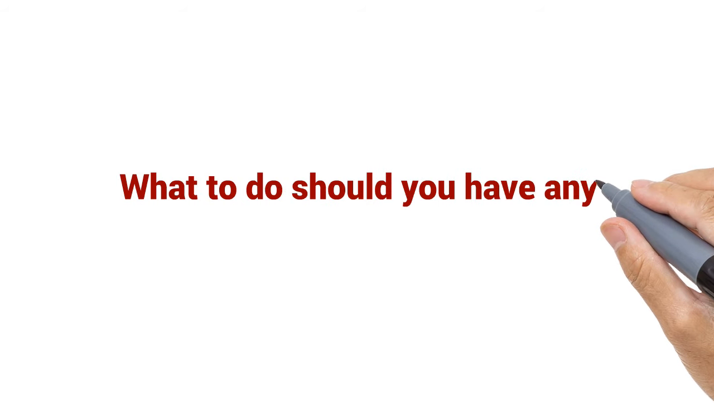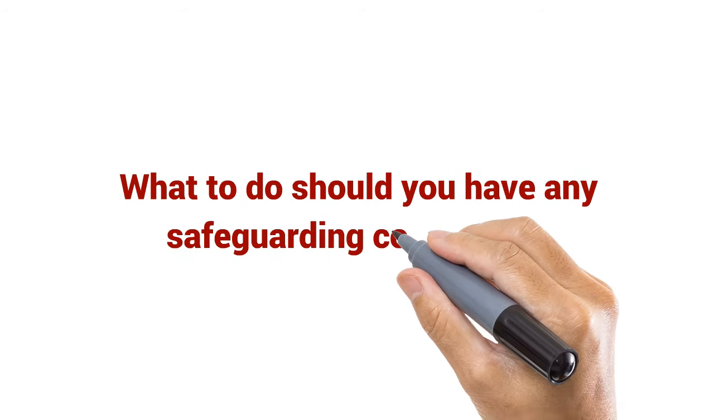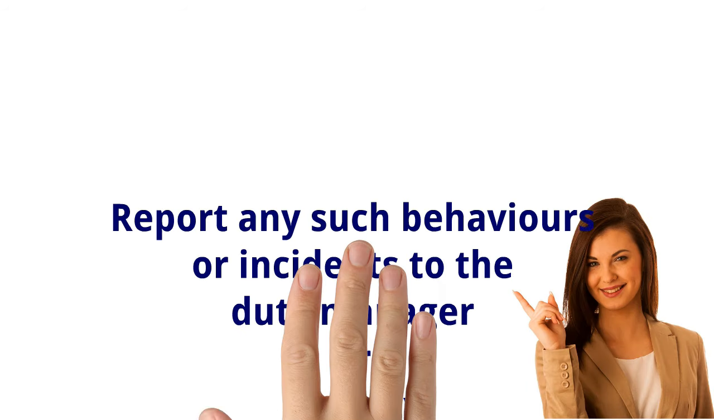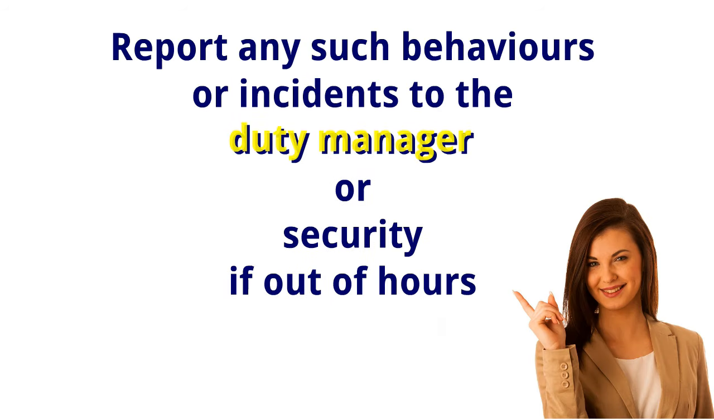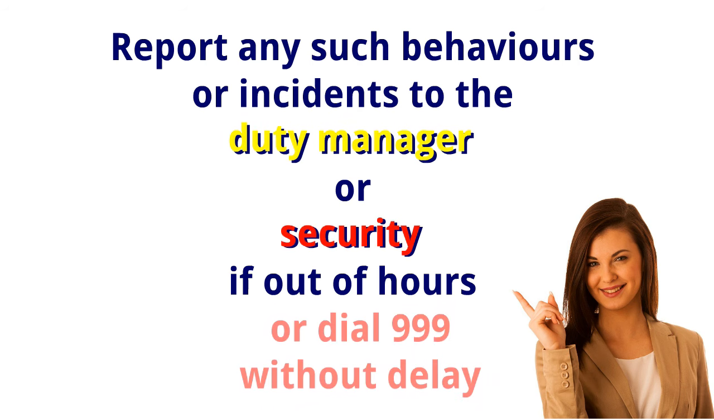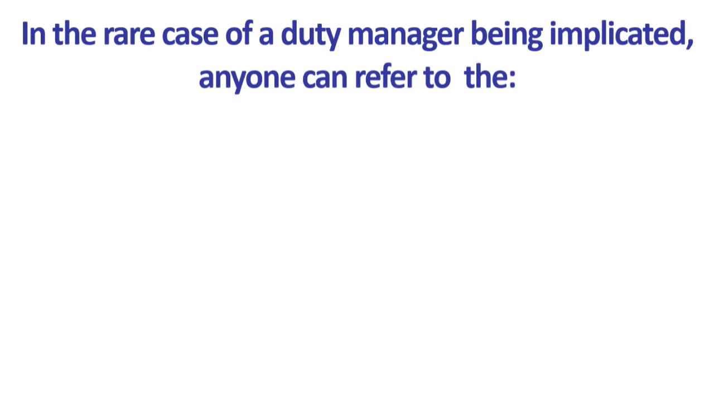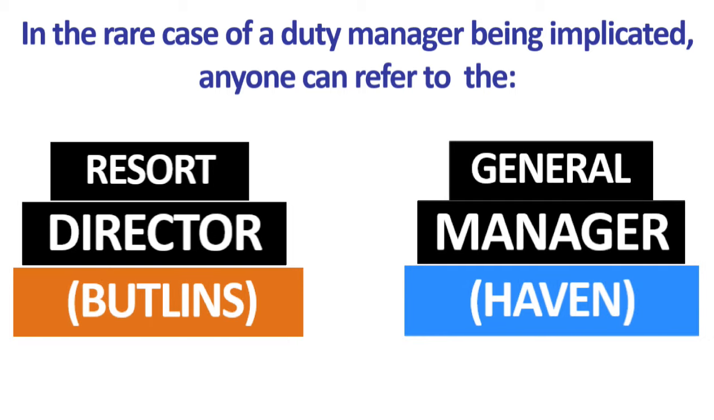What to do should you have any safeguarding concerns. Report any such behaviours or incidents to the duty manager or security if out of hours, or an emergency, dial 999 without delay. In the rare case of a duty manager being implicated, anyone can refer to the Resort Director for Butlins or the General Manager for Haven.